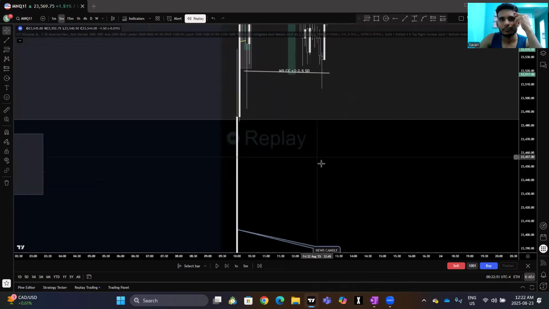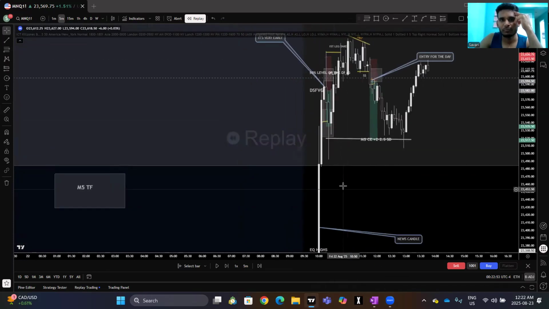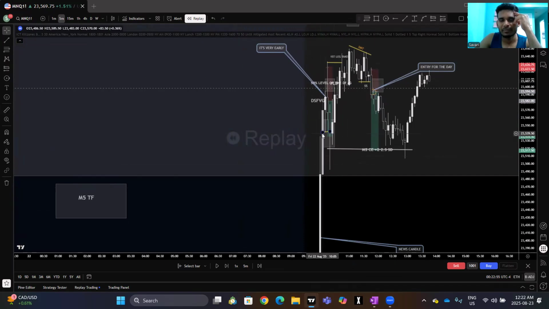If we go to 5 minutes, this is the candle which has a big wick. If I mark the consequent encroachment, the 50% of the wick cleanly gets respected. As soon as it gets swept, it gets respected. Instant reaction. What's the instant reaction? Inversion of the recently formed bullish fair value gap.